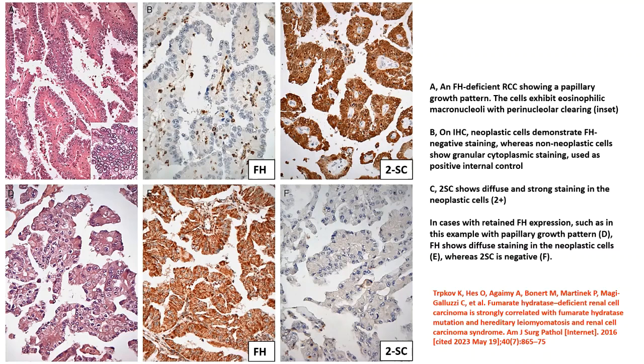So the first set from A to C is actually a fumarate hydratase deficient RCC, while from D to F, you have retained fumarate hydratase expression and a negativity for this 2SC, meaning that from D to F, the case that is seen over here is a conventional papillary RCC.